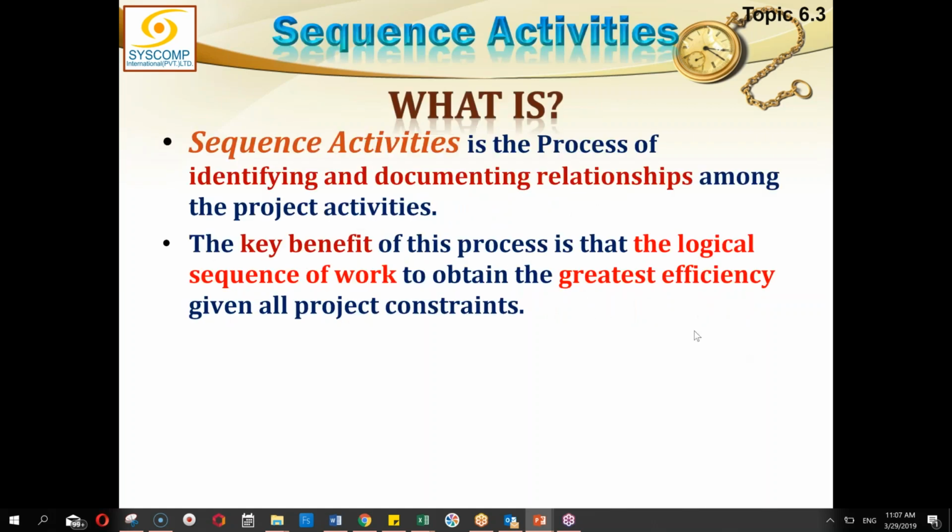So let's move on with the sequence activities process. What is it? It is the process of identifying and documenting the relationship amongst the project activities. And the key benefit is the logical sequence of work is established. And why? It is to obtain the greatest efficiency. The best orchestrated project would have the right things happening at the right time. Not that you are doing the right thing, but at the wrong time, and maybe you're causing delays due to that. So we want things to happen most efficiently.